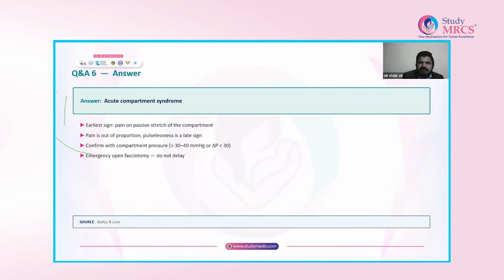So what is the earliest sign? That is pain on passive stretching. Pulselessness is a late feature. For confirmation, you have to measure the compartment pressure. The treatment is emergency fasciotomy. There should not be any delay in doing fasciotomy.